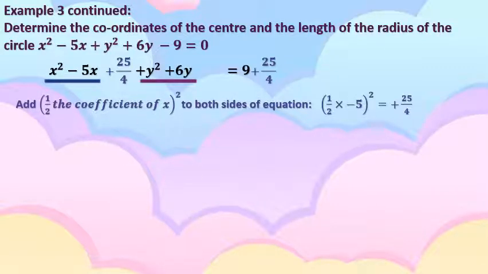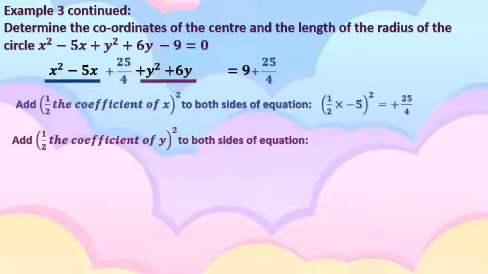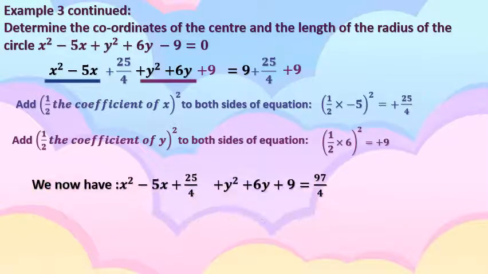y squared plus 6y. What is half of the coefficient of y? Well, of course, that's 3. And if we square that, we'll get positive 9. So let's add 9 to our group of y's. What you do to the left-hand side of an equation, you must do to the right-hand side. Now we have two trinomials, one with x's and one with y's, that can be factorized.